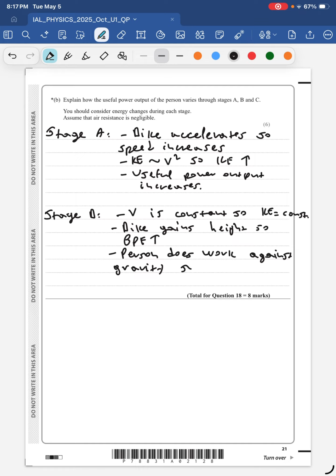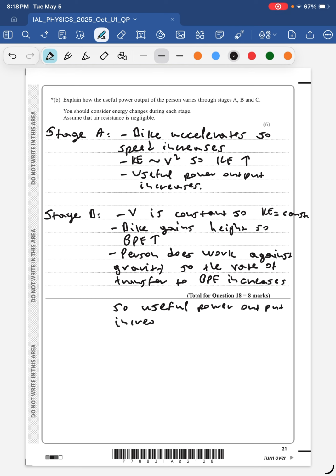So the rate of energy transfer, okay, it's the best way to put it, the rate of energy transfer to GPE increases, okay? So useful power output increases. Okay, so this was stage B.